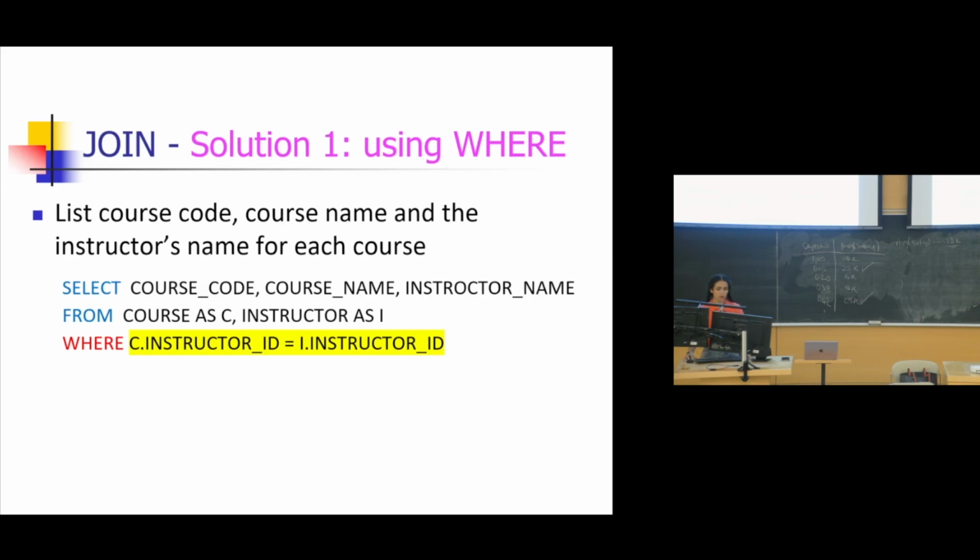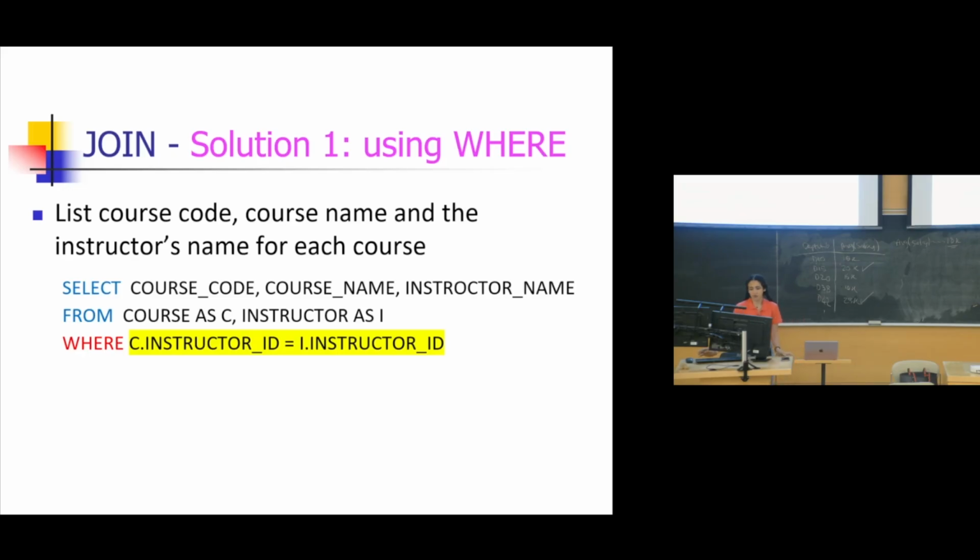So we select course code, course name, instructor name from the course table and the instructor table. And the AS part is optional. Often when you join tables, it's better to use short aliases like C, for example, and I, something like that.